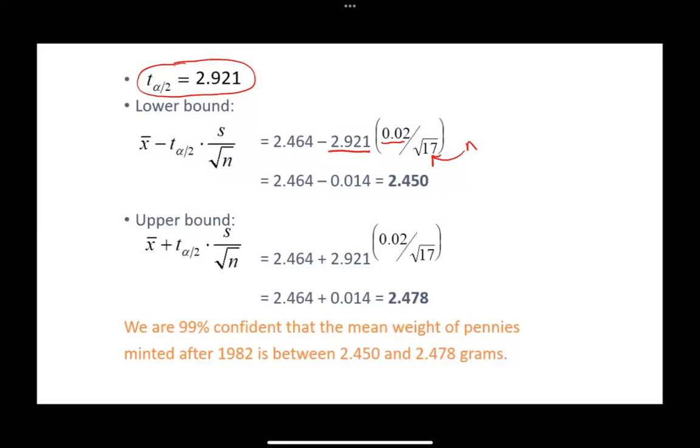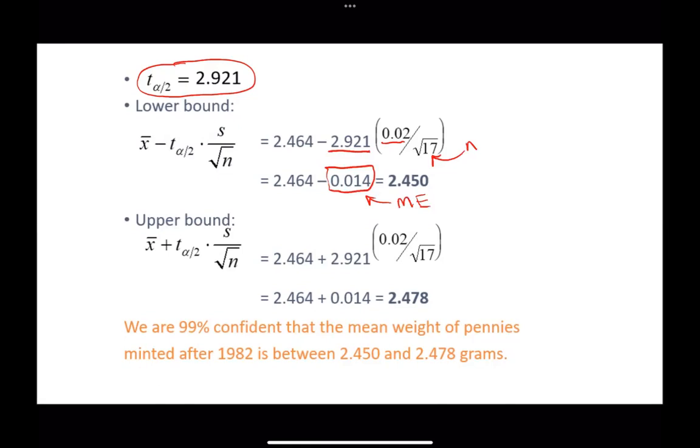So as you can see, my margin of error is right here. I'll put capital M, capital E. That's my margin of error. And we add that and subtract it from our mean in order to get our confidence interval.